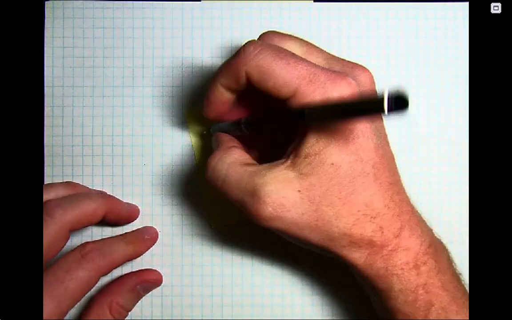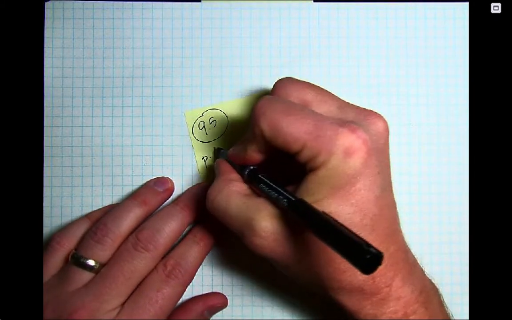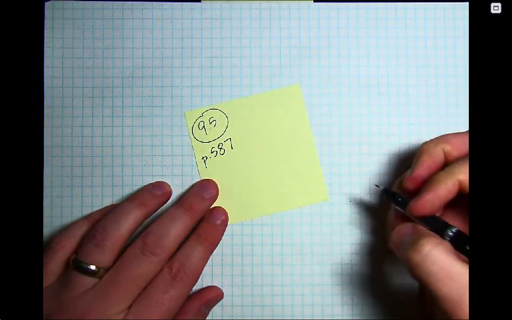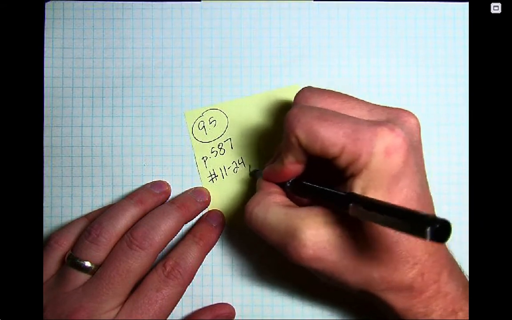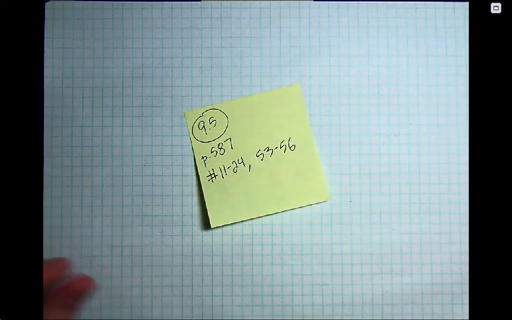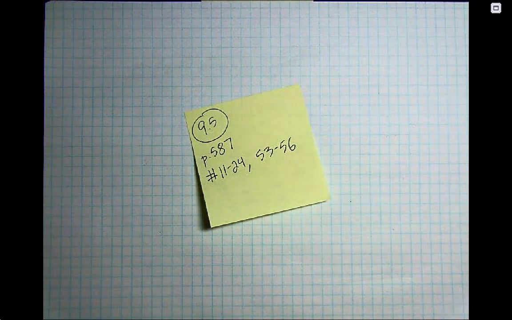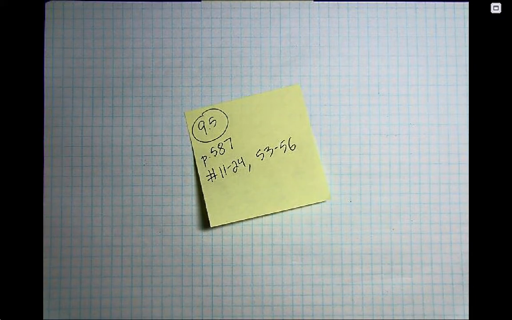Your assignment, and you've got all week to do this, is for section 9.5. I just want you to go to page 587, and I would like you to do numbers 11 through 24 and 53 to 56. I think that's 18 problems, and you've got a whole week to do it, so take your time, pace yourself if you want to. I will, at some point later in the week, post the answers to these so that you can see if you were doing it correctly.